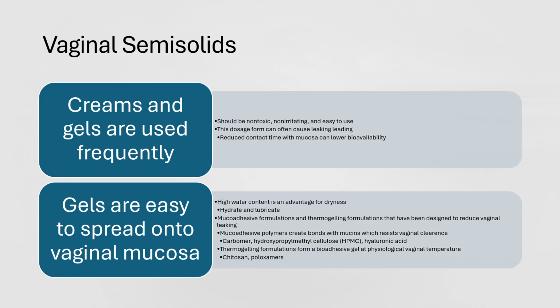Mucoadhesive polymers create bonds with mucins which resist vaginal clearance. Some examples include carbomer, hydroxypropylmethylcellulose, and hyaluronic acid. Thermal gelling formulations form a bioadhesive gel at physiological vaginal temperatures. Chitosan and poloxamers are examples of thermal gelling polymers.